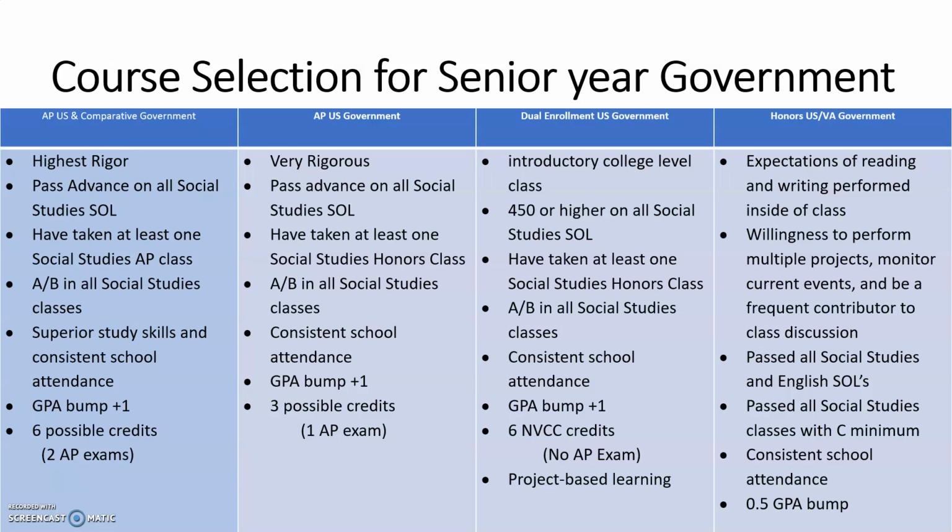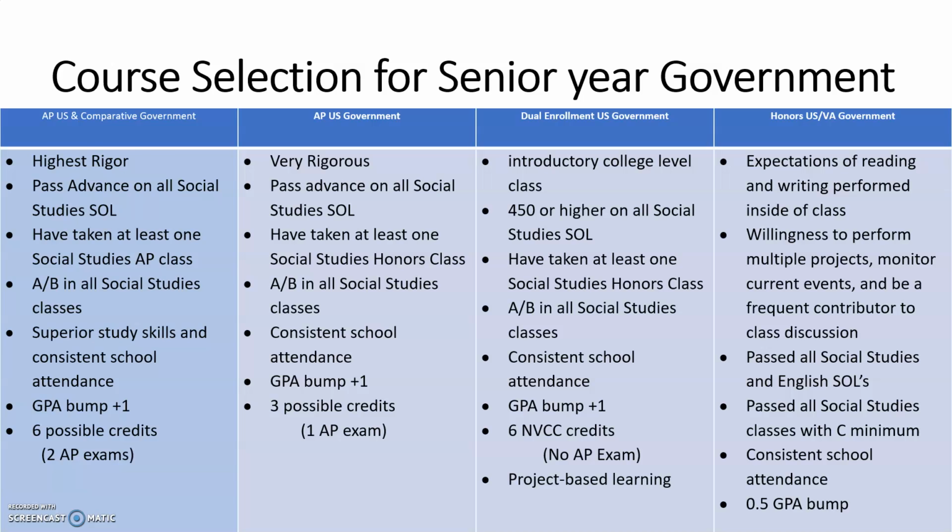I'll be starting with our highest rigor class, which is AP US and Comparative Government. This is a class that has two AP classes rolled into one. You'll be learning about international systems of government, as well as the United States systems of government. The teacher who teaches AP US and Comparative Government will be making a more in-depth video comparing the differences between her class and regular AP US government. So be on the lookout for that.